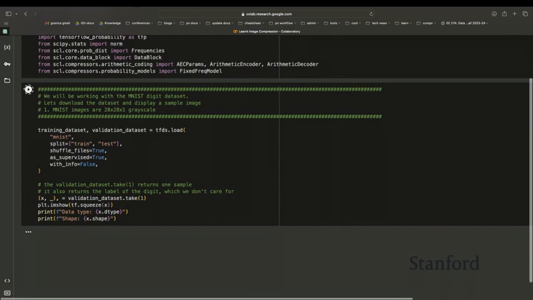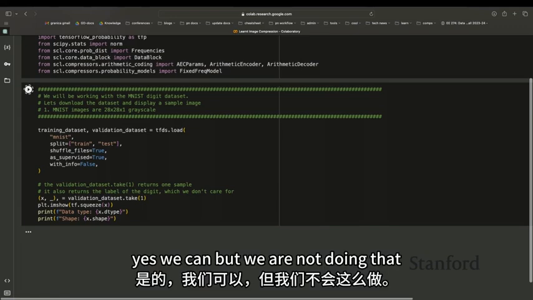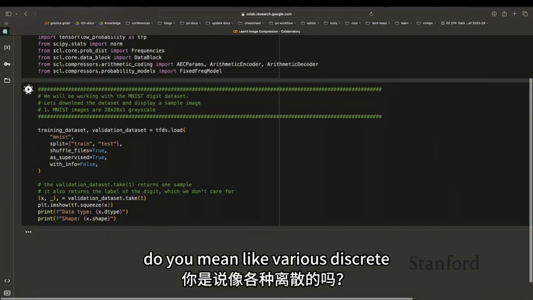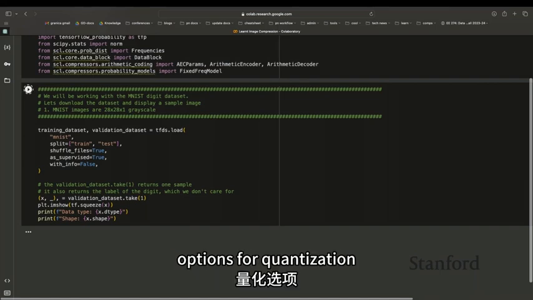Yeah. We could also optimize over how we are quantizing, right? Yes, we can, but we are not doing that. There are various ways you can do that. I'm not sure what you have in mind. Do you mean various discrete options for quantization?